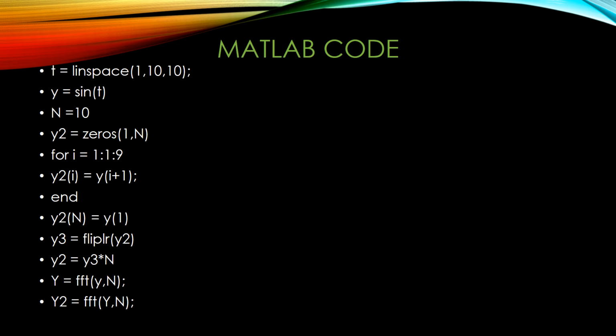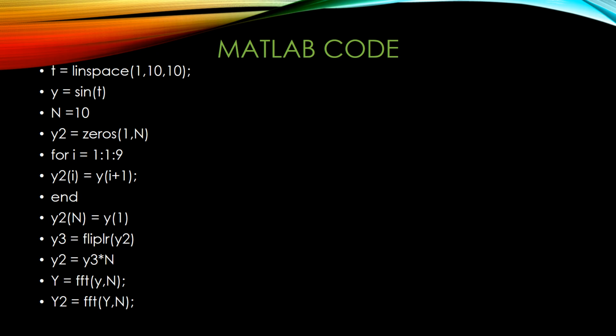So I would be taking values like 1, 2, 3, 4, 5, 6 and so on till 9. And now these i values are substituted in the following formula so that we get an equation. Now I have assigned them respectively to the index numbers i in y2, which are basically zeros. Now after that I have assigned the y1 value to the y2 of N. Now I have flipped this y2 using the function fliplr and assigned it to y3. And then again I have multiplied this y3 with capital N and assigned it to y2.